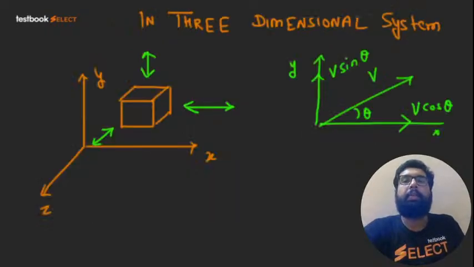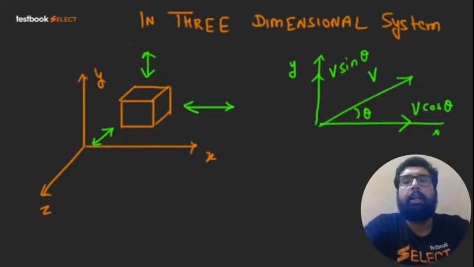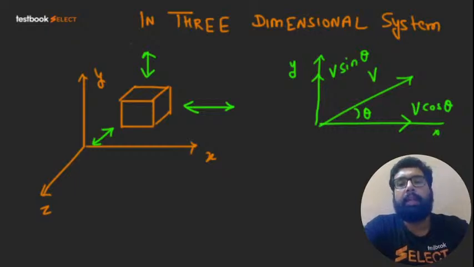This independent word is very, very important, because the motion we are talking about should be independent. It must not be the function of any other direction. As you can see here, if this body is moving in the theta direction, definitely that is not to be considered as independent motion.